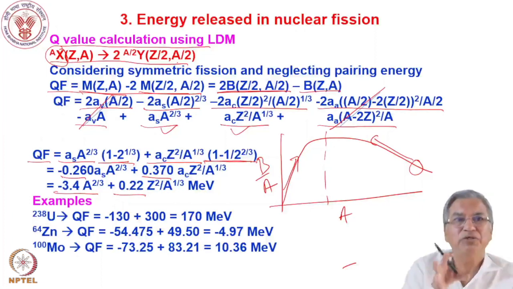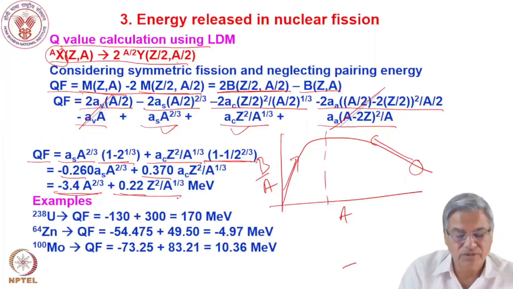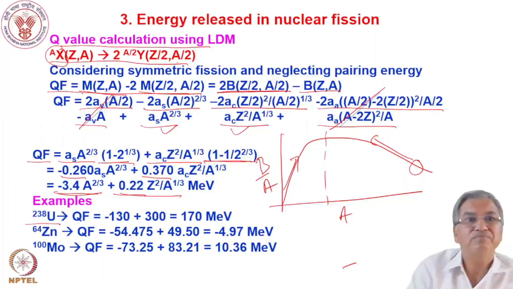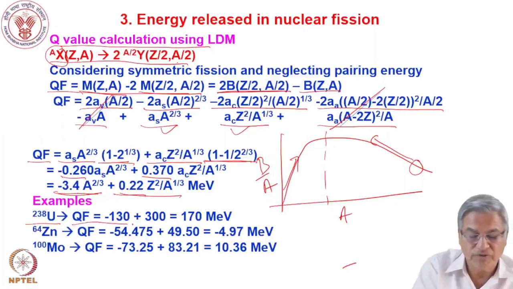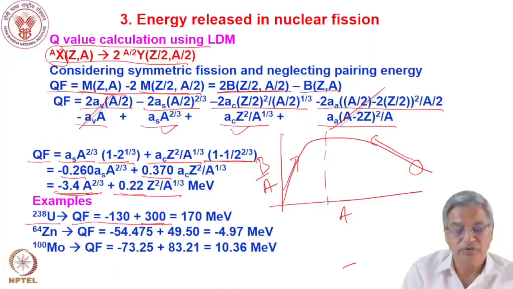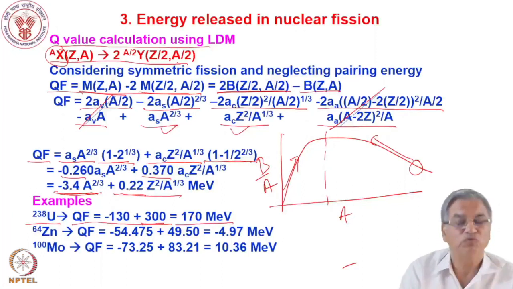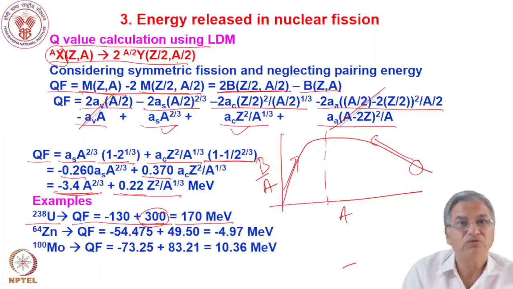So, let us see the magnitude of this surface energy term and the Coulomb energy term, and then we can discuss which term dominates for which nuclei. For 238 uranium, substituting in this value the mass number and Z, the Q fission becomes, this term will become minus 130 and the Coulomb energy term becomes 300. So, you have 170 MeV as the predicted energy released in the nuclear fission of 238 uranium. So, you can see here that the Coulomb energy term is dominating in the fission of 238 uranium.